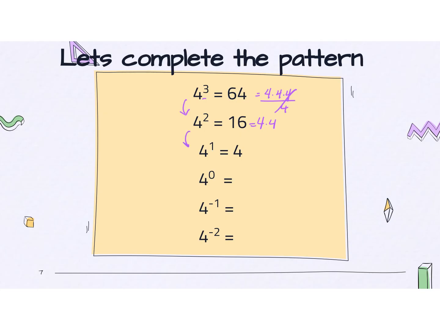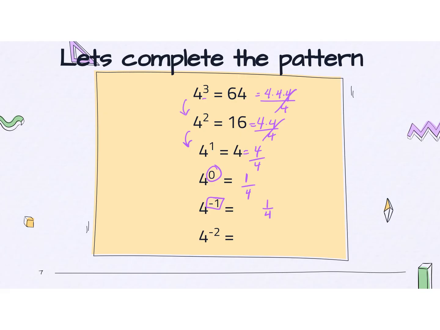Again, we're coming here, we're dividing one more time. That just gives us 4. Dividing one more time, 4 divided by 4, as you know, is 1. That's why everything raised to the power of 0 is 1. We're still dividing by 4. So what do we end up with? We end up with 4 to the negative 1 is 1 over 4.